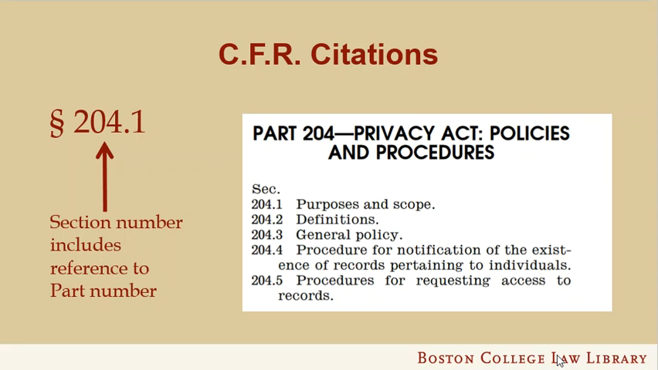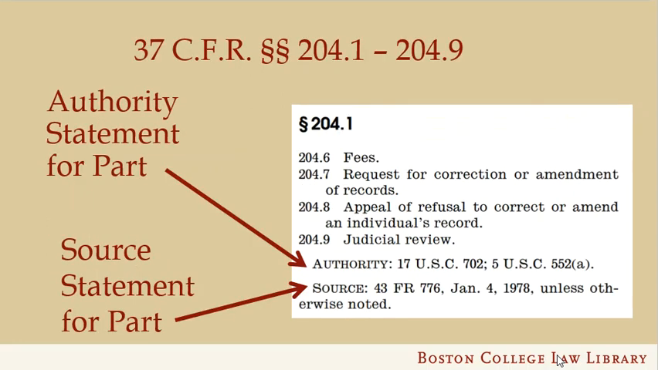Some CFR parts may start with a definition section or sections on purposes or policy, which would be helpful to consult no matter what you are looking up. The part number appears in the CFR section number to the left of the dot, making it easy to tell when sections are in the same part. Before the first section in a part, there is usually an authority statement. This is the statute that gives the agency power to make these rules.